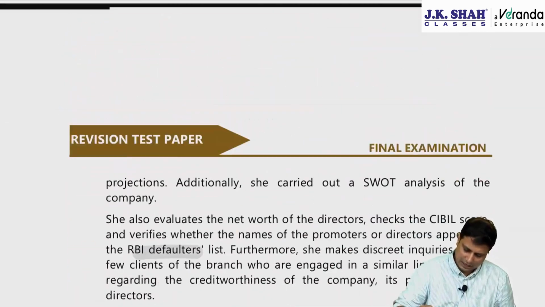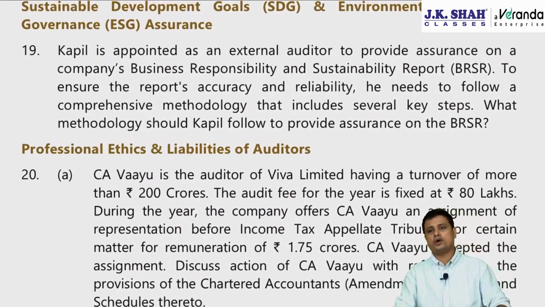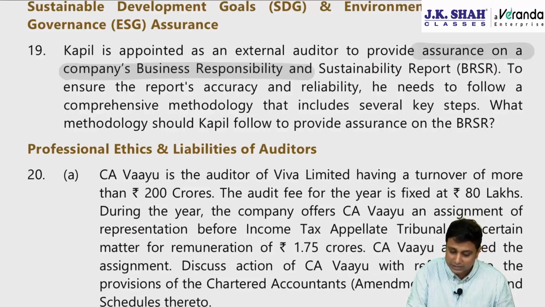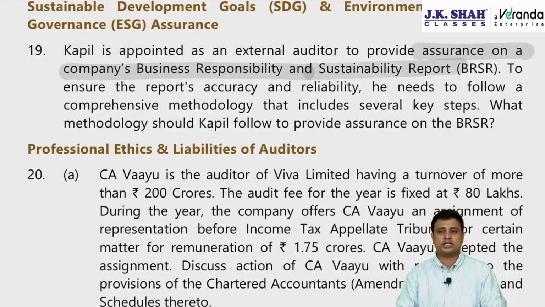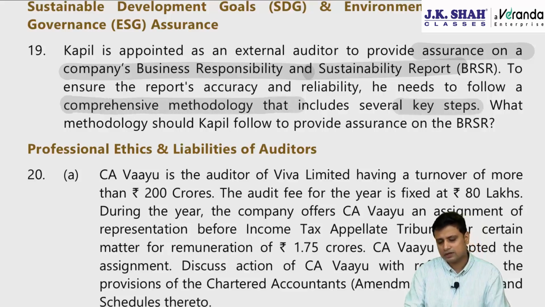Question number 18. Question number 19. Kapil is an external auditor to provide assurance on the company's business responsibility and sustainability report. To ensure the report's accuracy and reliability, he needs to follow a comprehensive methodology that includes several key steps. What is the methodology that he should follow?